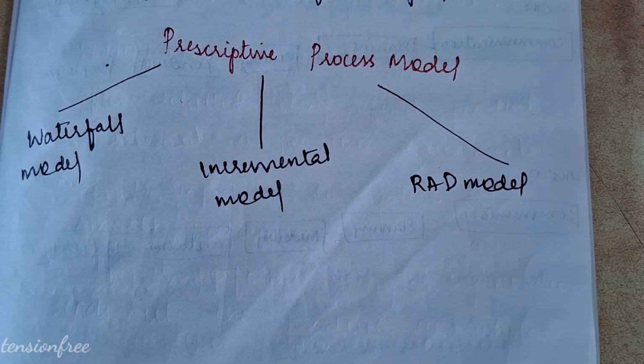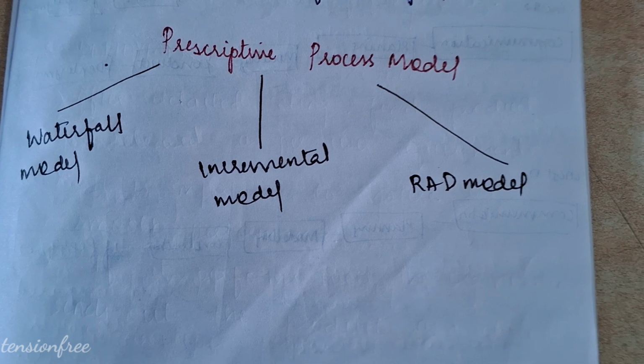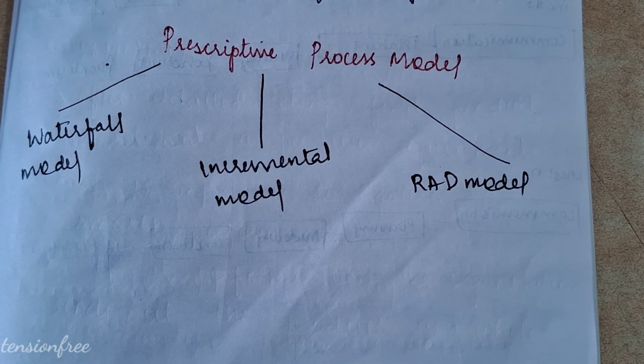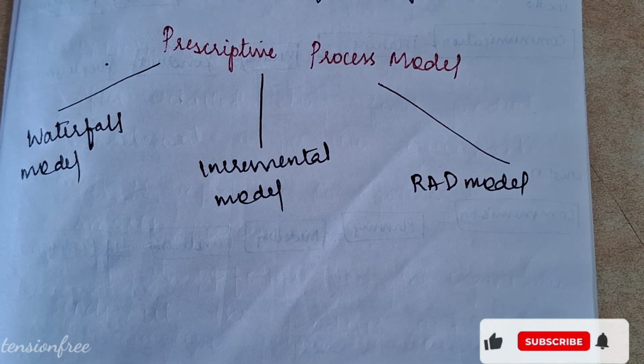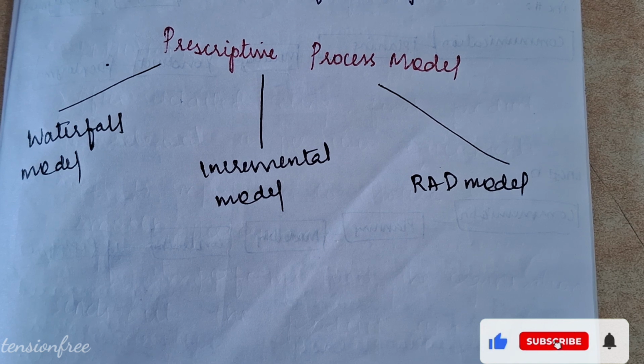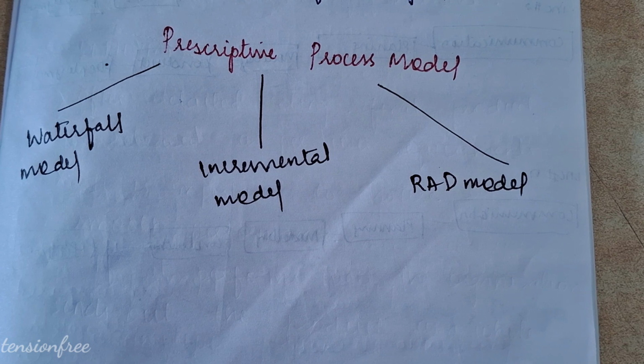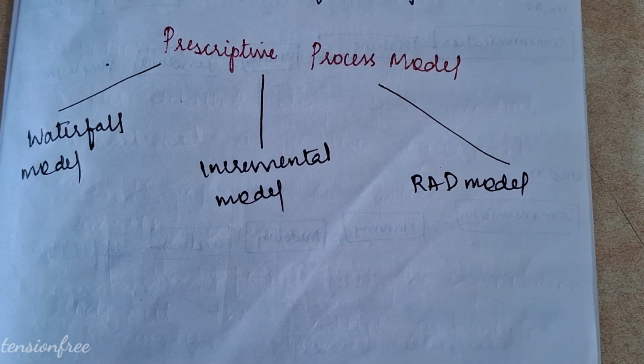In the previous video, we went through the process models, the classifications of the process models, and even discussed the waterfall model. In this video, we're going to discuss the prescriptive process model, which is a combination of the waterfall model, incremental model, and RAD model, that is, the rapid application development model.